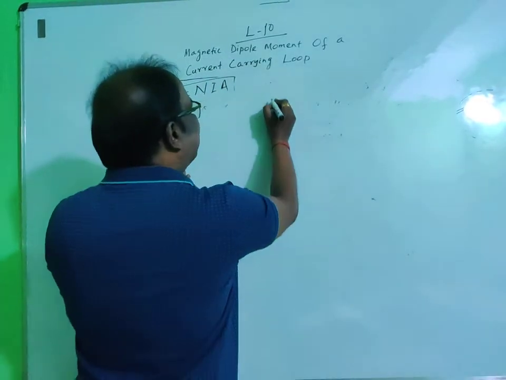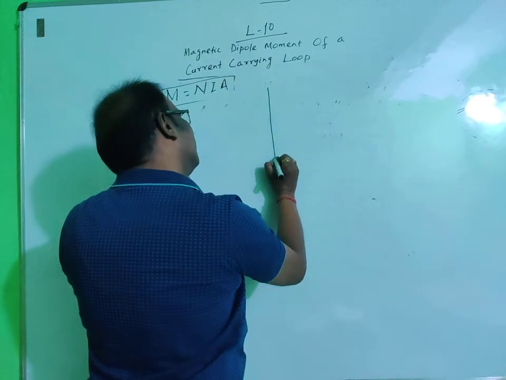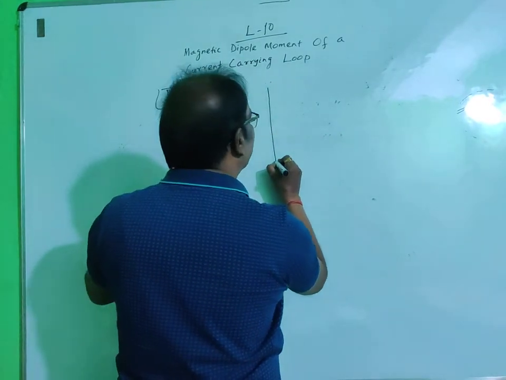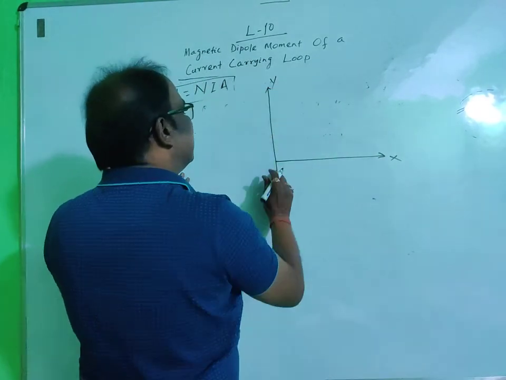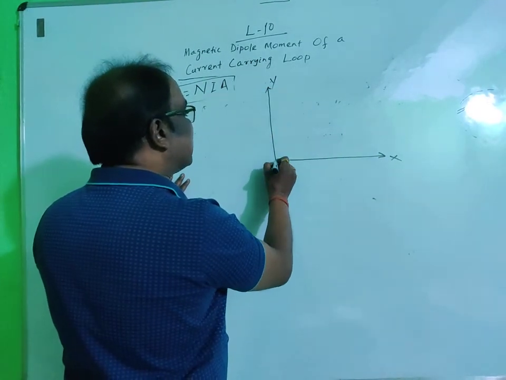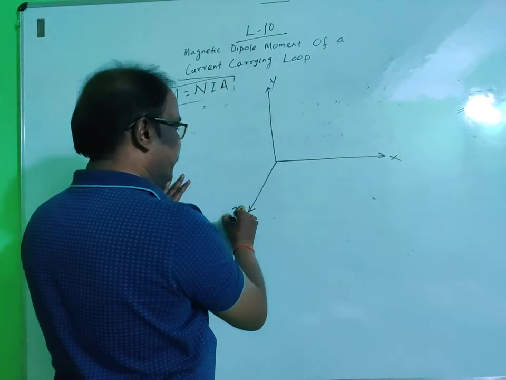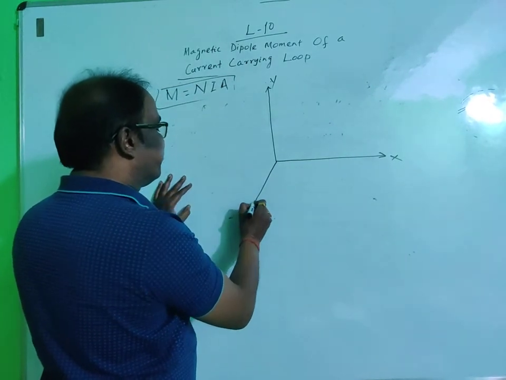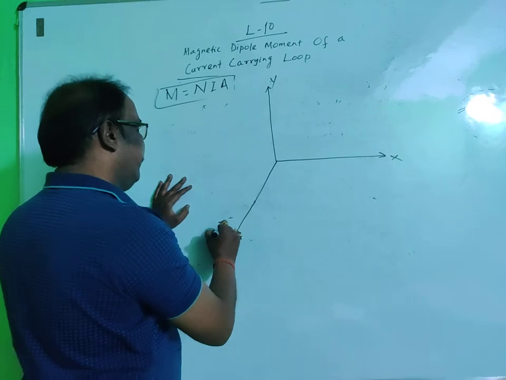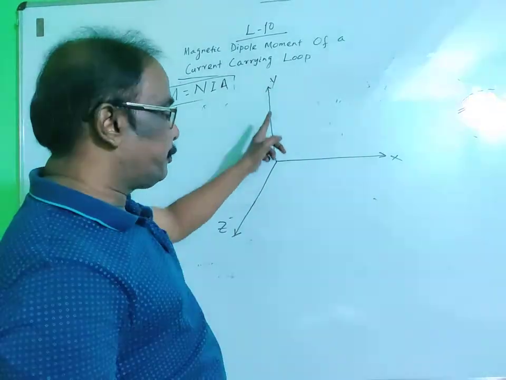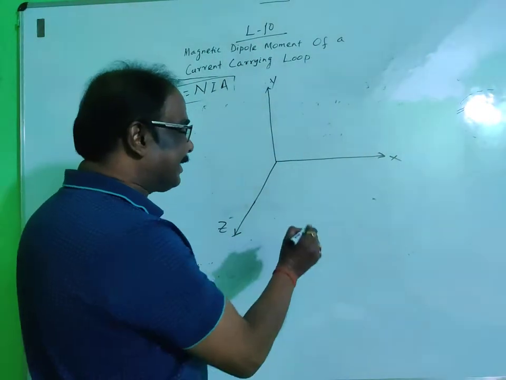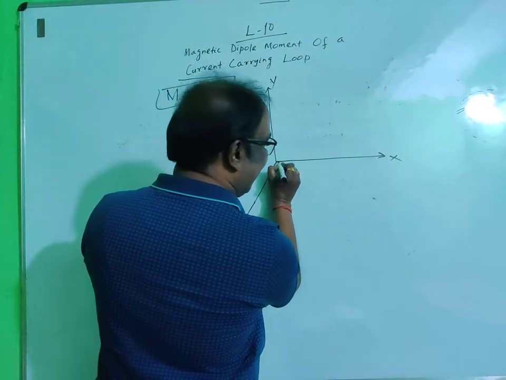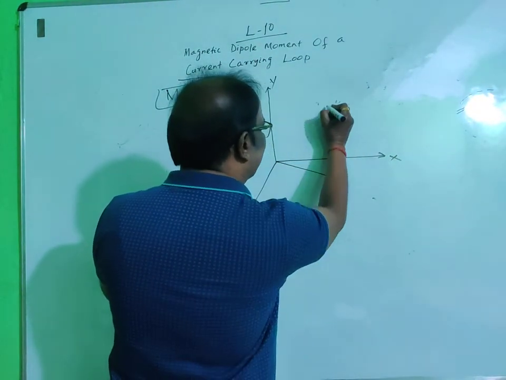Again, the coordinate system. Very easy. This is the x axis, this is the y axis, and this is the z axis. X axis, y axis, z axis, and this is the origin. Let's consider a current carrying coil like this.